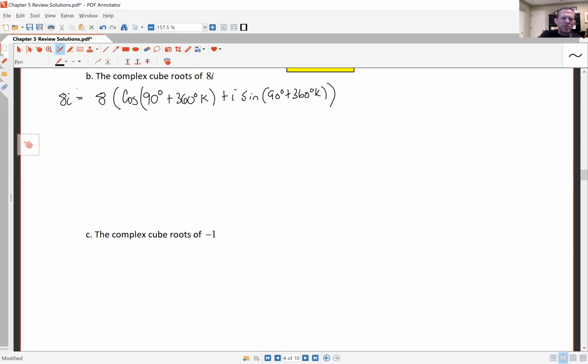And so if I'm going to take the cube root of that, I'm over here thinking, okay, 90 divided by 3 is 30. There's going to be my first one, z sub 0. And now we're taking 360 divided by 3, and so that's 120. And then 30 plus 120 is 150.